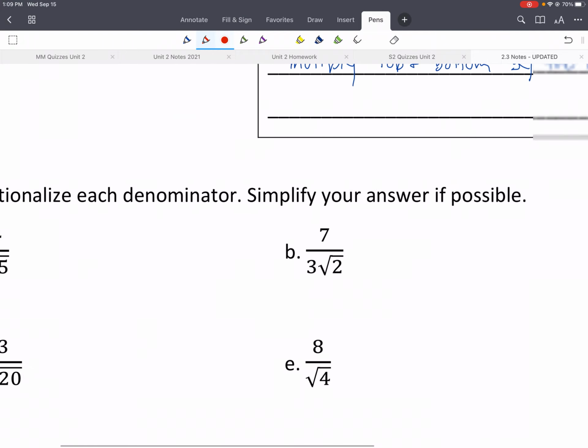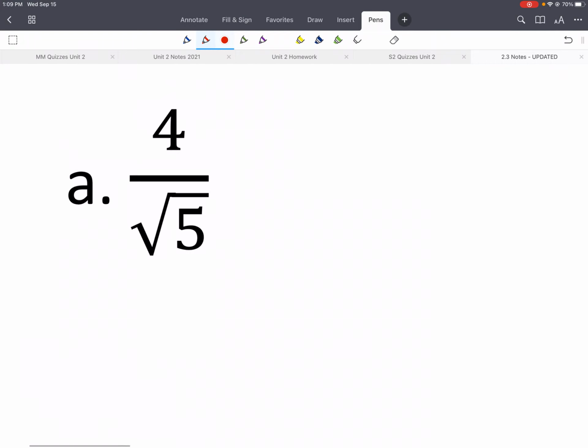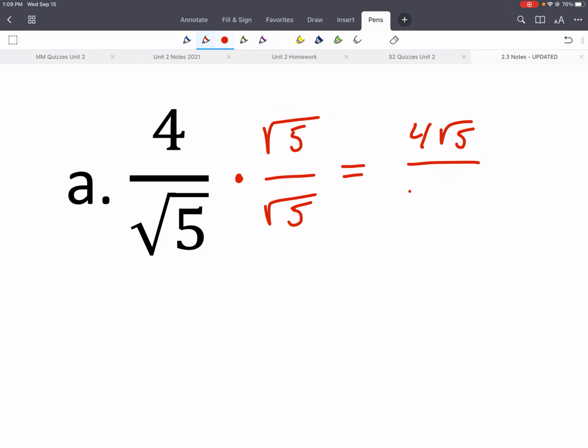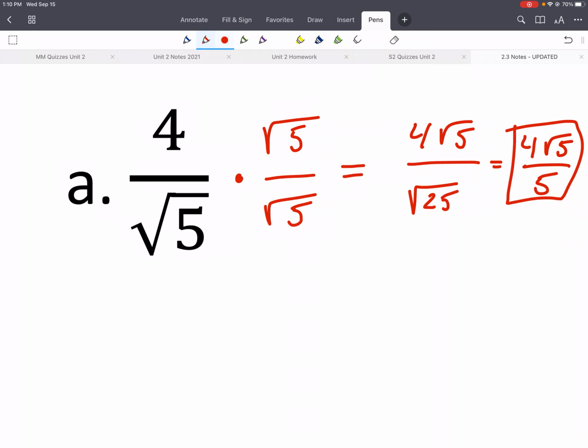Let's do a couple more examples. Or you can pause and give this a try. So here we have the square root of 5. We want to get rid of that square root. So we will multiply the square root of 5 over the square root of 5. Which again, that's just 1. And then we multiply straight across. So 4 square roots of 5 over the square root of 25, which is 5 on the bottom.